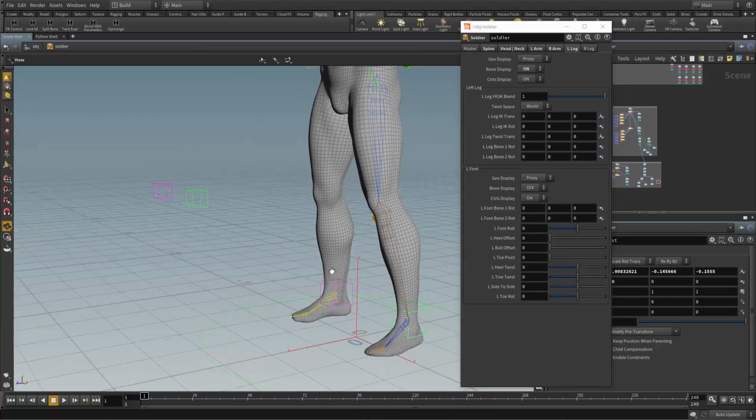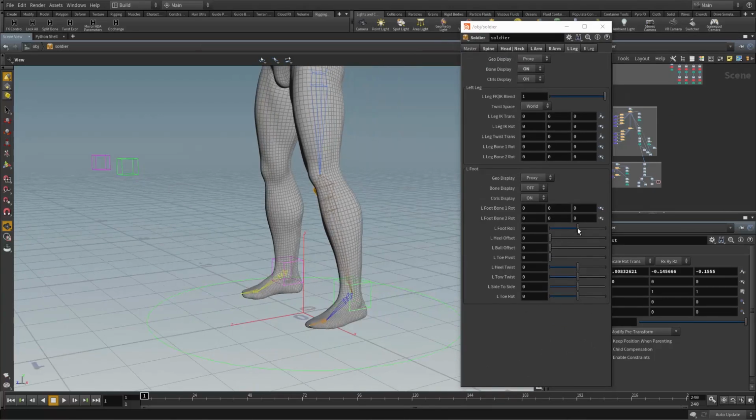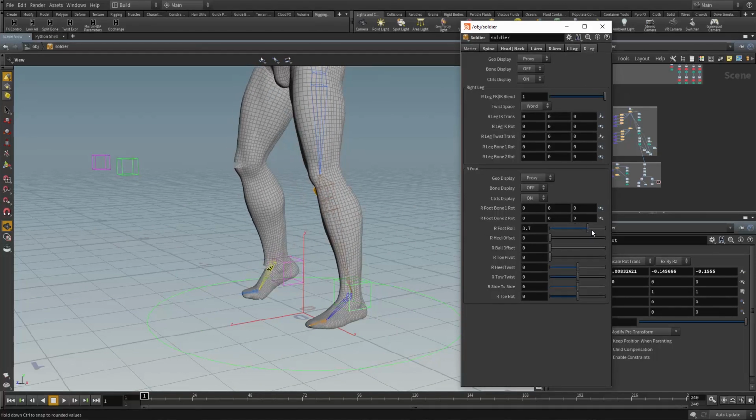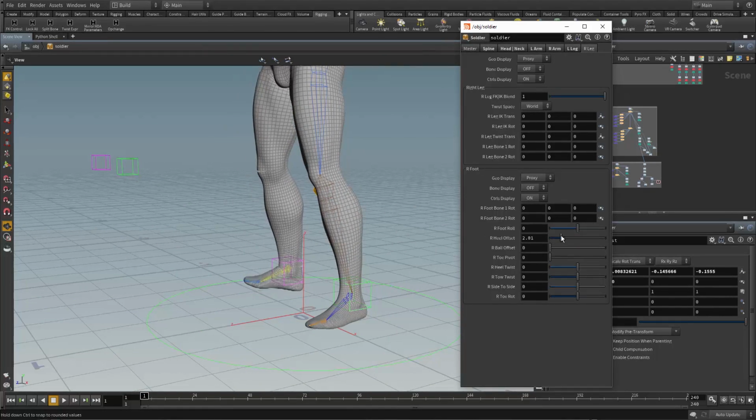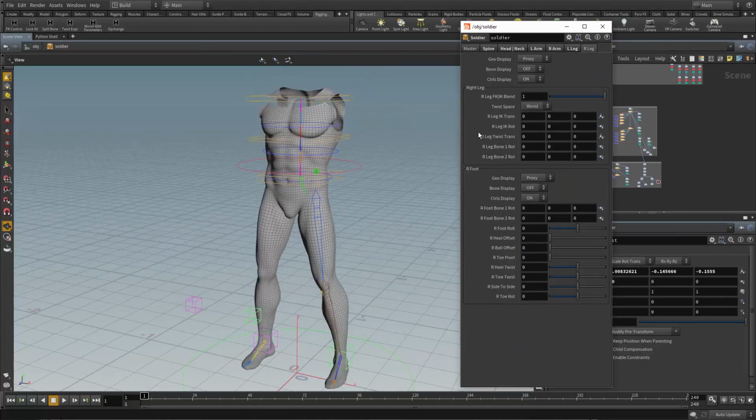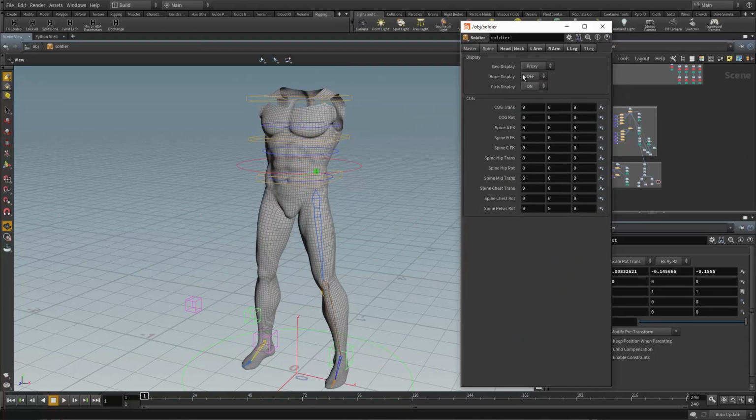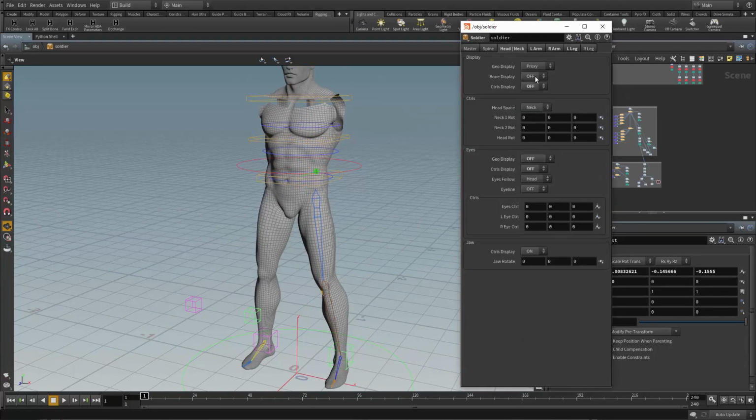For our left leg, we know that it works. We just quickly check the foot roll. That works. Go to the right leg, foot roll, works perfectly. Heel. So all of these will work fine now. So we are finished our rig. I'll just turn all this stuff back on so we can see what we're doing.